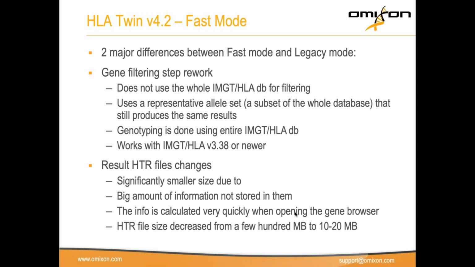The second difference between the fast mode and the legacy mode is certain changes in the result HTR files, which is exactly what I mentioned earlier. The file size has become significantly smaller, because a lot of information that used to be stored in them is not stored anymore. This information is calculated very quickly every time you open the gene browser of the software. As a result, the HTR file sizes have decreased from a few hundred megabytes down to 10 to 20 megabytes per sample.